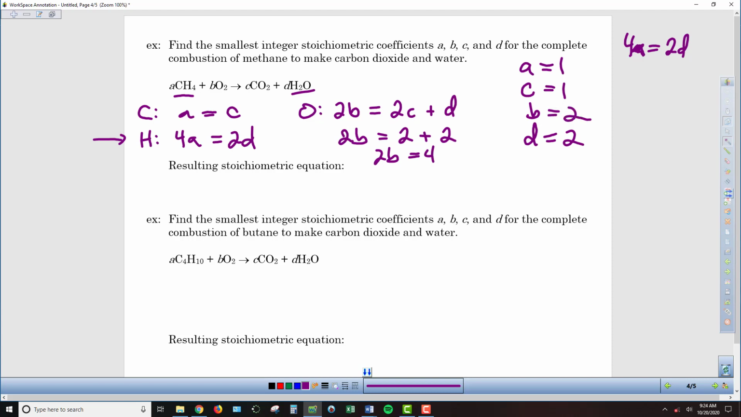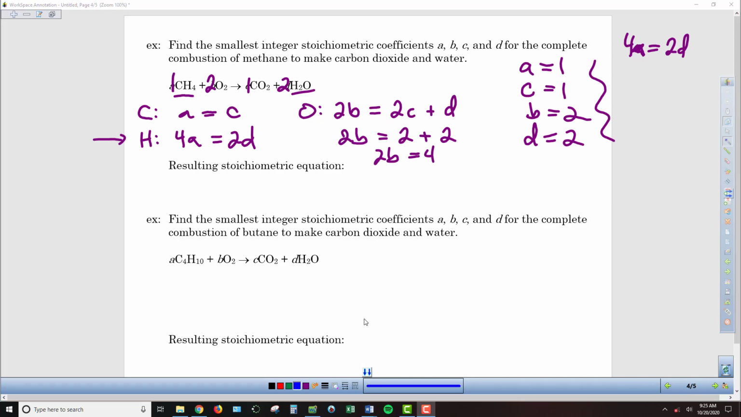Since these are all integer values and they are the smallest possible ratio, I've got the coefficients of my stoichiometric equation. I can just substitute 1 in place of A, 2 in place of B, 1 in place of C, and for D I've got 2. So 1 methane plus 2 moles of oxygen yields 1 carbon dioxide plus 2 moles of water.